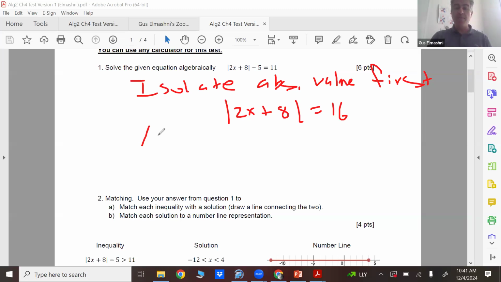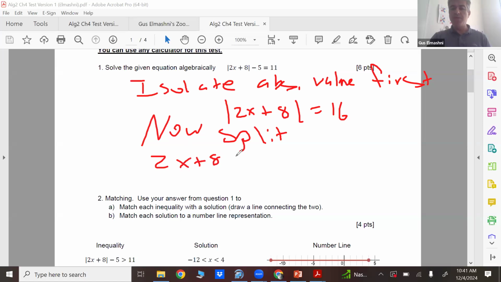Yeah, Alexander, go ahead. Why the negative component of the equation, but why is it 16? I understand that everything in absolute value comes out positive. Right, correct. 16. Because 2x plus 8 is going to equal 16, or 2x plus 8 could equal, sorry, not 18, -16.